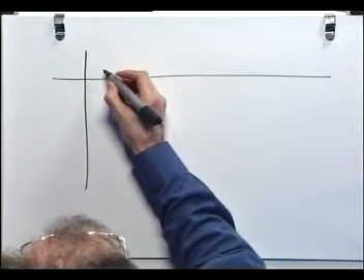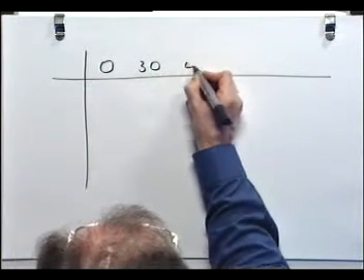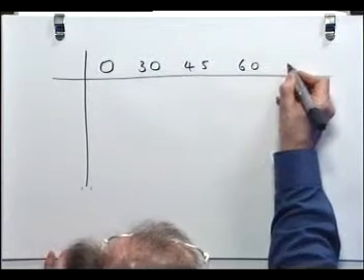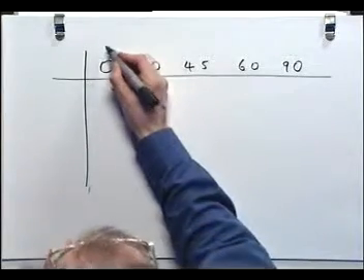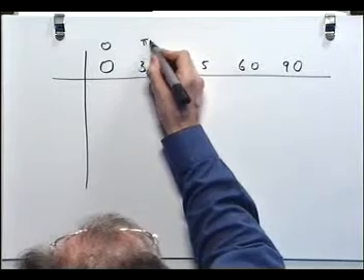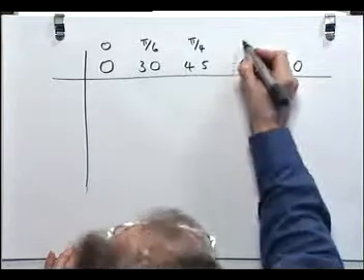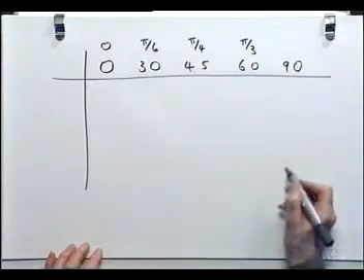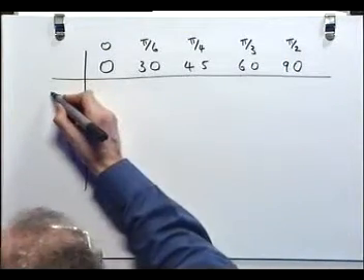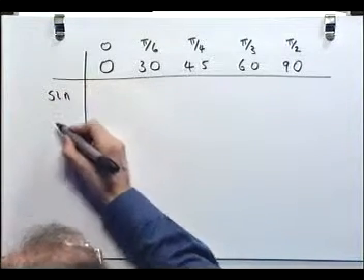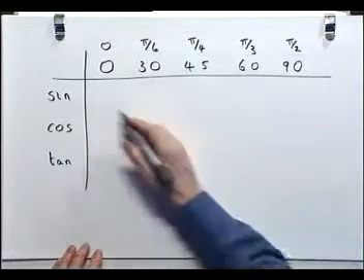So the special angles that we're going to have a look at are 0, 30, 45, 60 and 90. They're in degrees. If we're thinking about radians, then there's 0, pi by 6, pi by 4, pi by 3, and pi by 2. The trig ratios we're going to be looking at are the sine, the cosine, and the tangent of each of these.